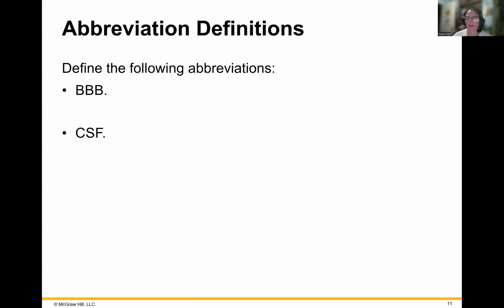The following abbreviations, again, your abbreviations are going to be in the back of your book, but the BBB is a blood-brain barrier, and then CSF is going to be cerebrospinal fluid.